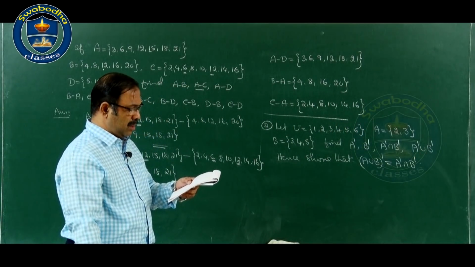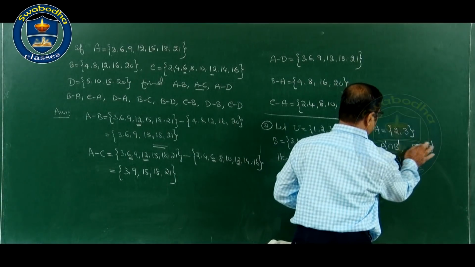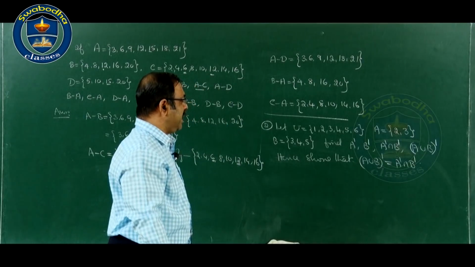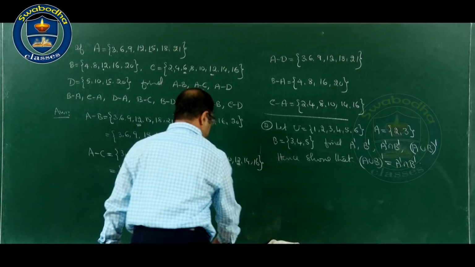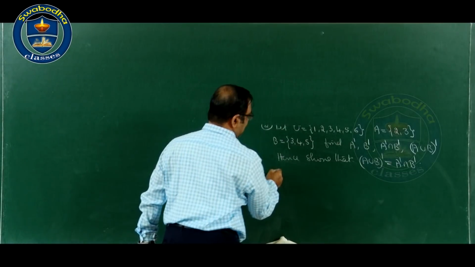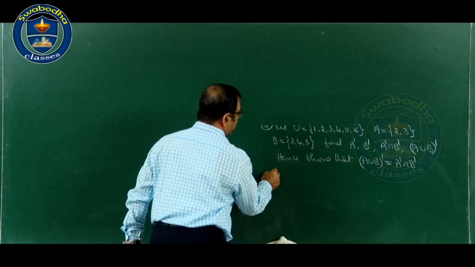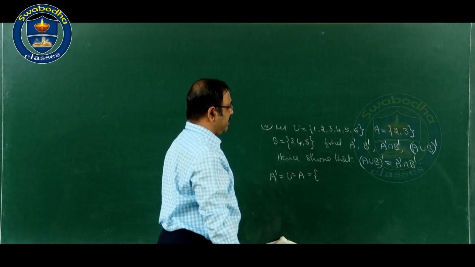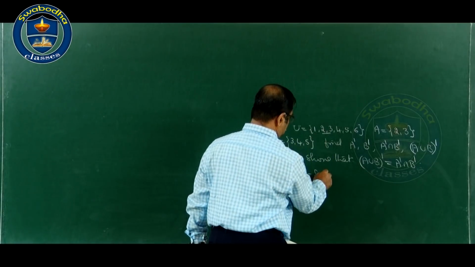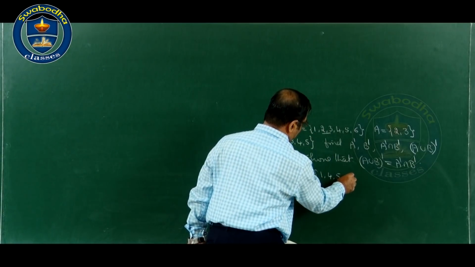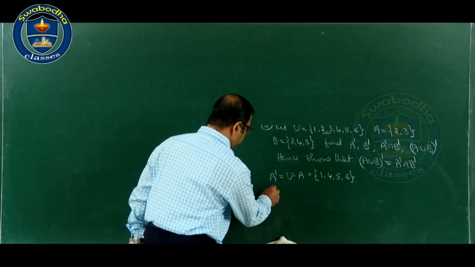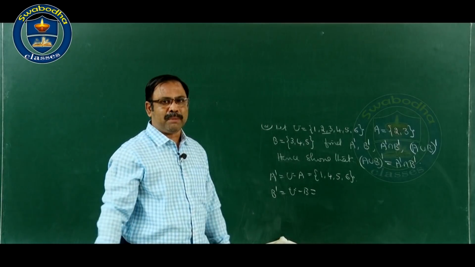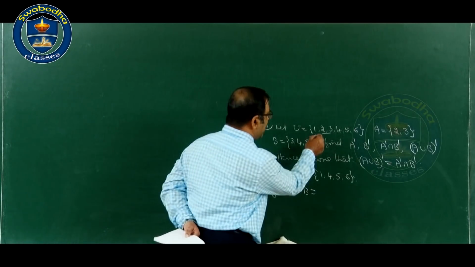A union B complement is equal to A complement intersection B complement. First, let us write A complement. What is A complement? U minus A. 2, 3 must be subtracted: 1, 4, 5, 6. What is B complement? U minus B. What is that U minus B?